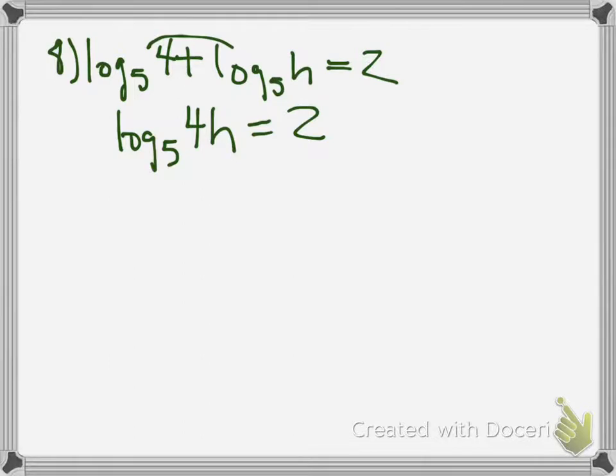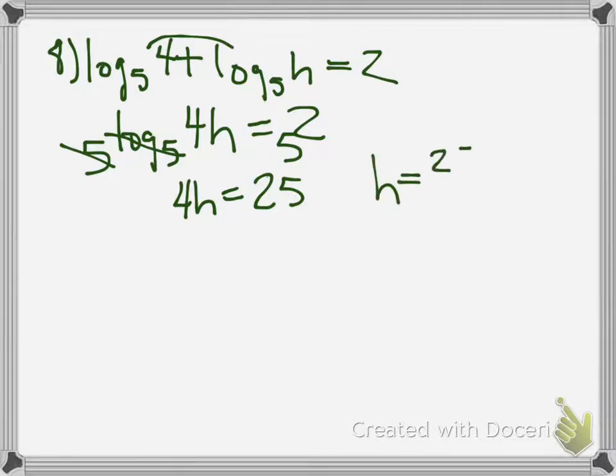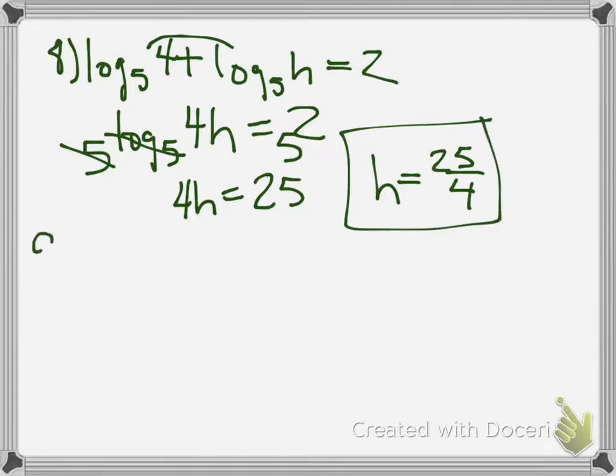Now there's a special property. Notice, this one has a log only on one side. When there's a log only on one side, you take the base and make everything into an exponent. That way the 5 and log 5 cancel each other out, leaving you 4h equals 5 squared, which is 25. Divide by 4, and you get your answer of 25 over 4. Easy peasy, I know.